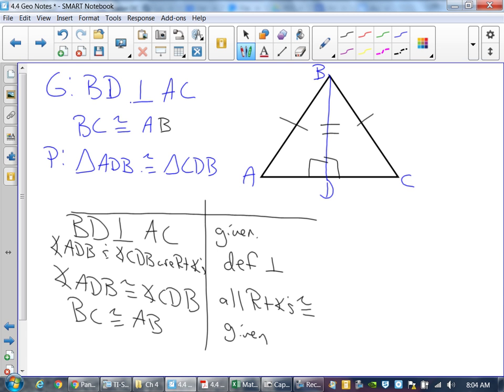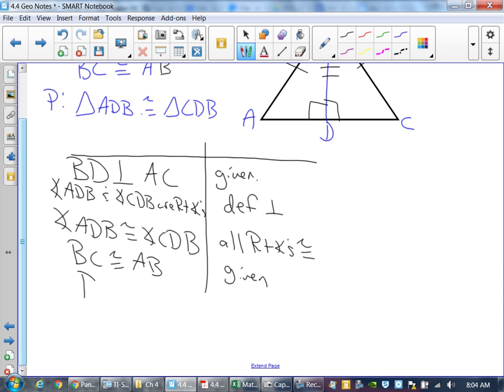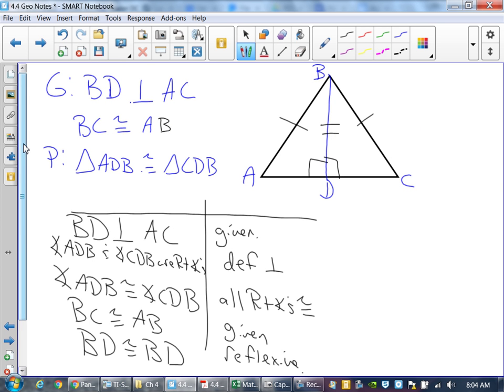But we have reflexive, don't we? Now, do you have enough information to say the triangles are congruent? What do you have?